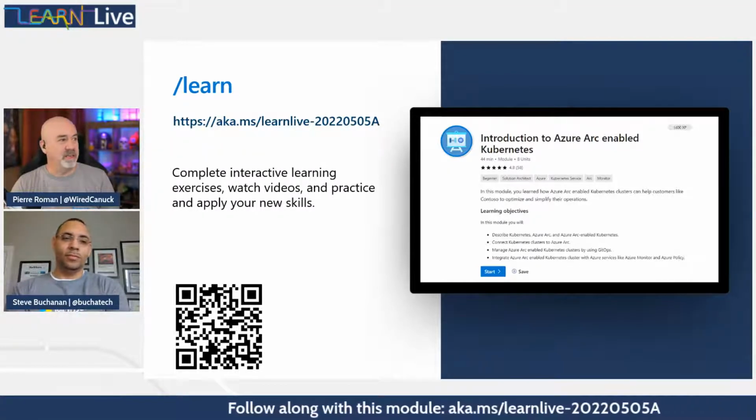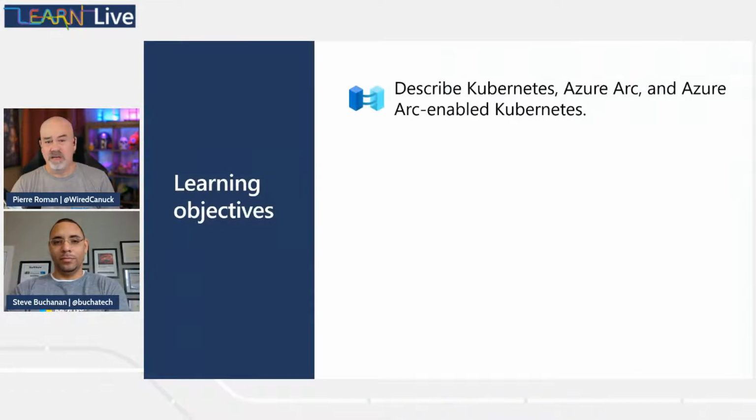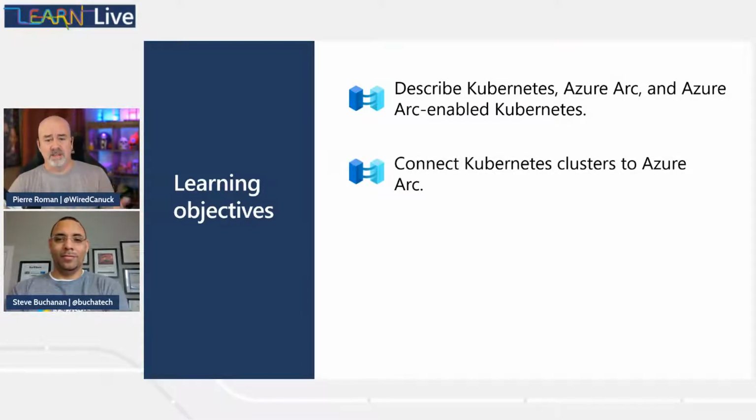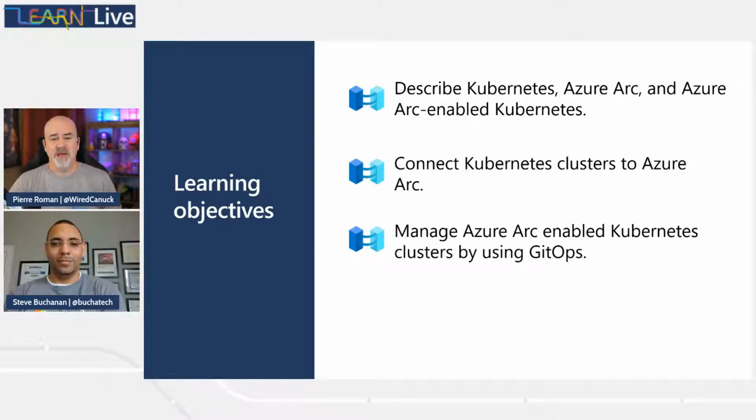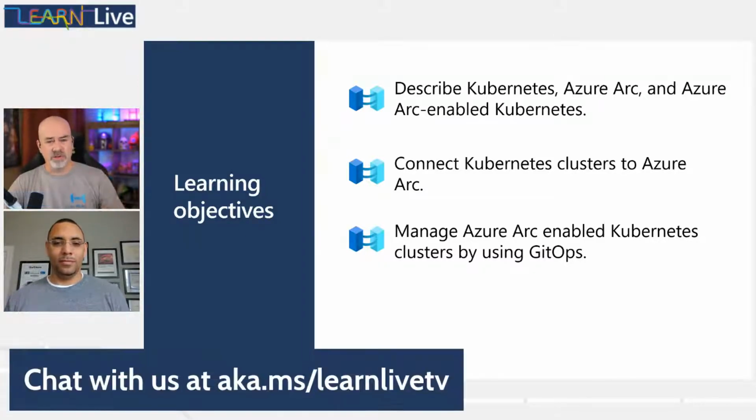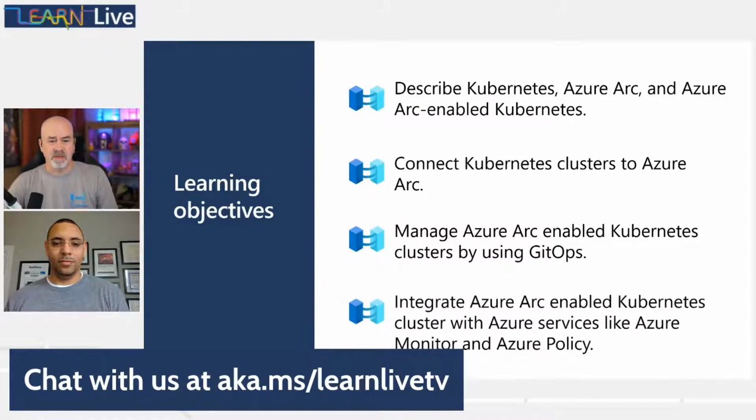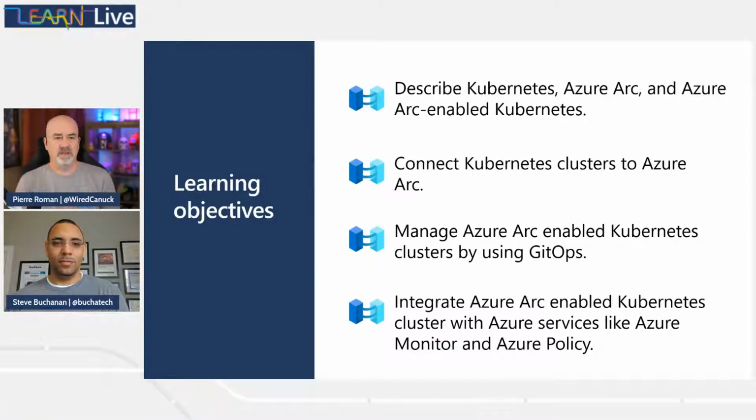All right, so what are we going to cover today? First of all, we're going to describe Kubernetes, Azure Arc, and Azure Arc enabled clusters. We're going to connect the Kubernetes cluster to our Azure Arc infrastructure. We're going to manage the Arc-enabled Kubernetes cluster by using GitOps, and you're going to run us through this. And we are going to integrate Azure Arc Kubernetes with other services, which is the beauty of Arc, and we'll get through that in a little bit.